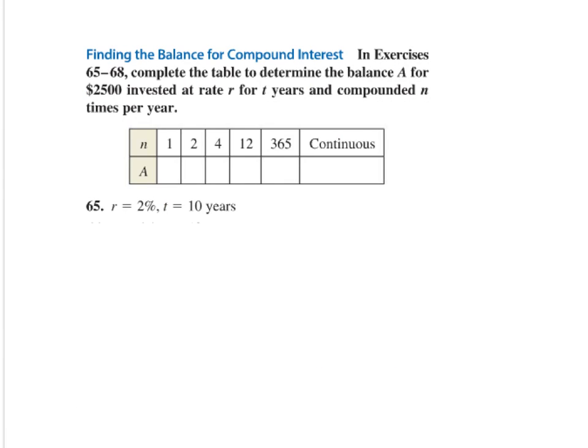Okay, why don't you guys do this last one on your own? It's just like what we just did, but this time our R is 2%, so our R equals 0.02. Our time is 10 as opposed to 49, and our P as opposed to 1,000 is going to be 2,500. But everything else stays the same. Notice that our N is going to go from 1 all the way up to continuous. I want you guys to find each of those 6 answers.